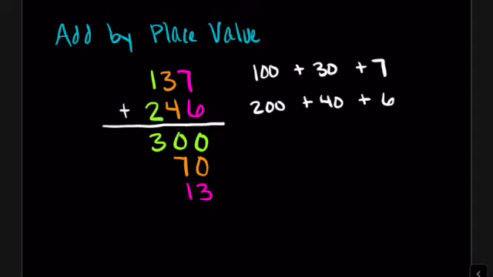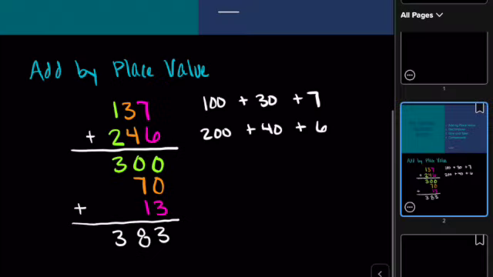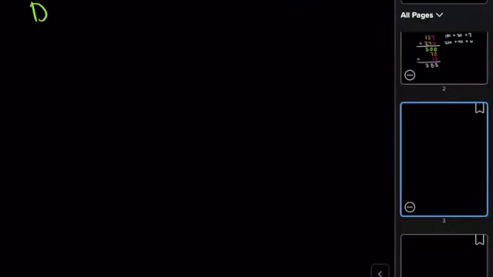Now we can add up each of these smaller problems that we've done, so that we have 300 plus 70 plus 13. This is a little easier for students to add because we have these zeros, and it's always easier to add with zeros. And our final solution is 383. All right, so that's adding by place value. Let's try decomposing.